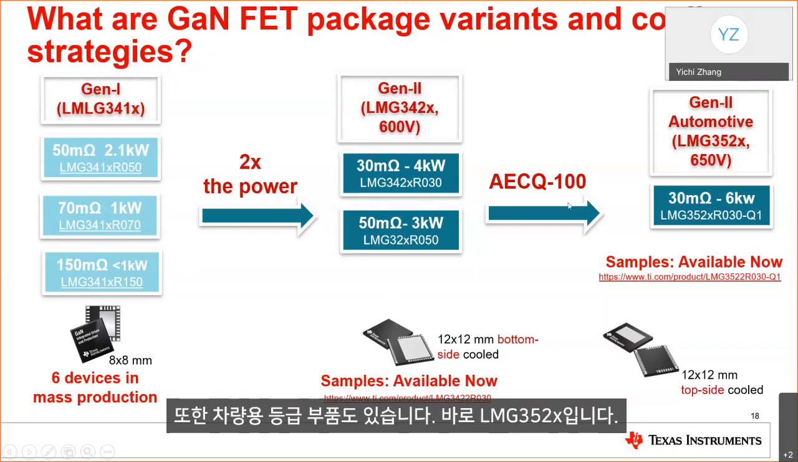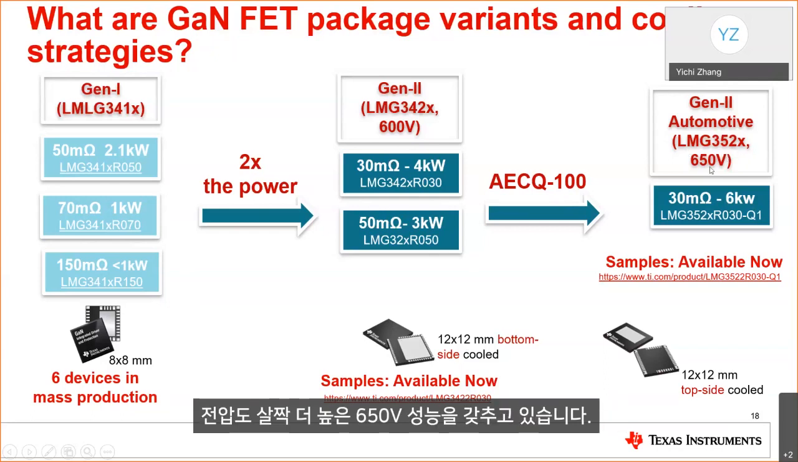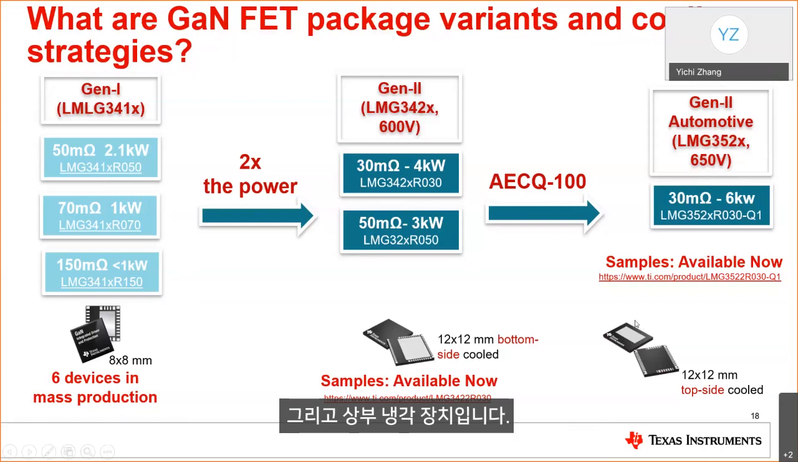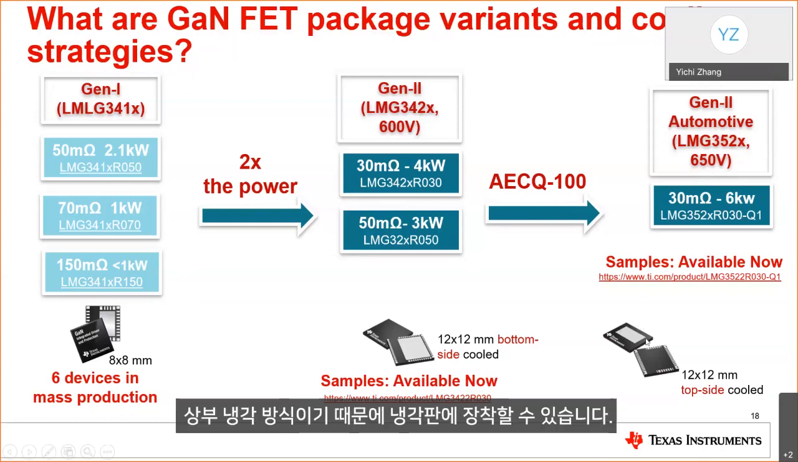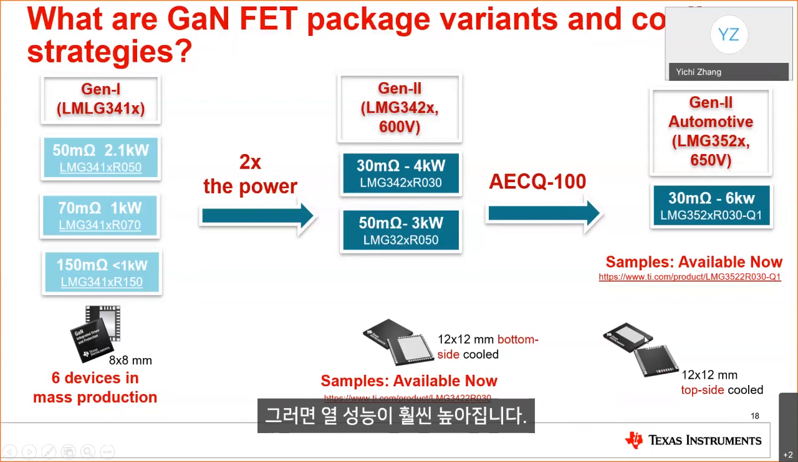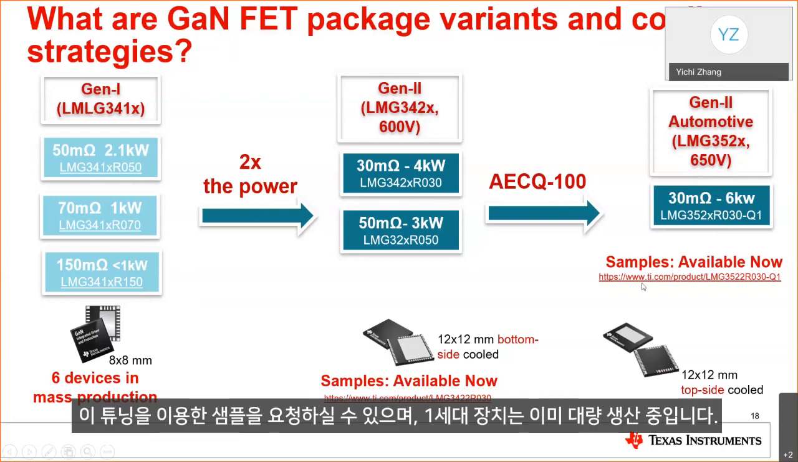And additionally, we do have an automotive qualified part, the LMG352X. It's capable of going at a slightly higher voltage as well. It has 650 volts voltage capability, and it's a topside cooled device. Because it's topside cooled, it can be attached to a cold plate, which gives it much higher thermal capability. So this one you see is capable of going to 6 kilowatts. And you can ask for samples using these two links, and our first generation device is already in mass production.